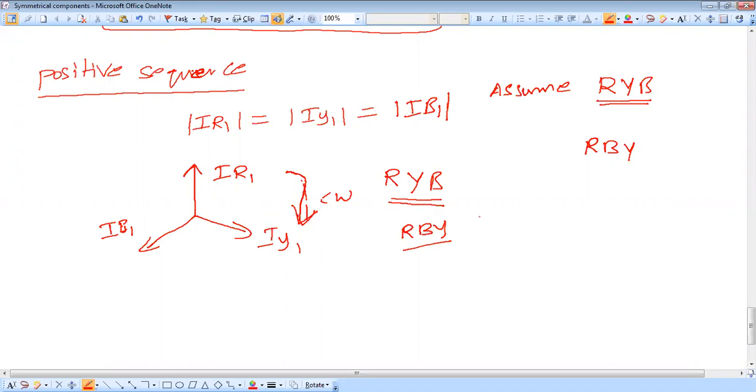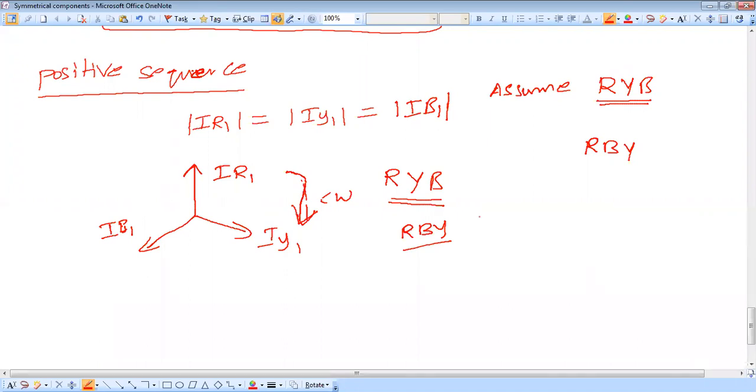After the fault condition, what happened? The system goes to an unbalanced system. At that time, any unbalanced system component can be represented by three balanced components: the positive sequence component, negative sequence component, and zero sequence component. Today we are going to discuss in detail the positive sequence component, and then the negative sequence and zero sequence.